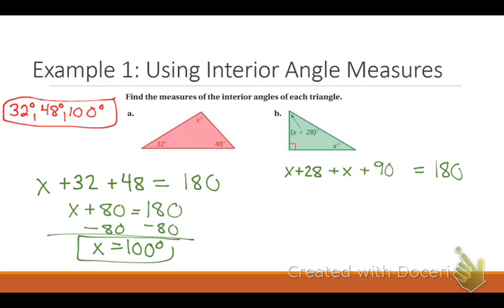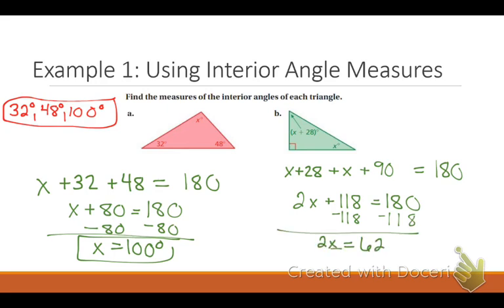Do I have any like terms over here? x, 90 and 28. Yes. What's x plus x? 2x. What's 28 plus 90? 118. So 2x plus 118 equals 180. Now I just solved my two-step equation. Kelsey, what would be my next step to solving for x? Subtract 118 from both sides and bring down what's left. 2x equals 62. Divide both sides by 2. x equals 31. Great.